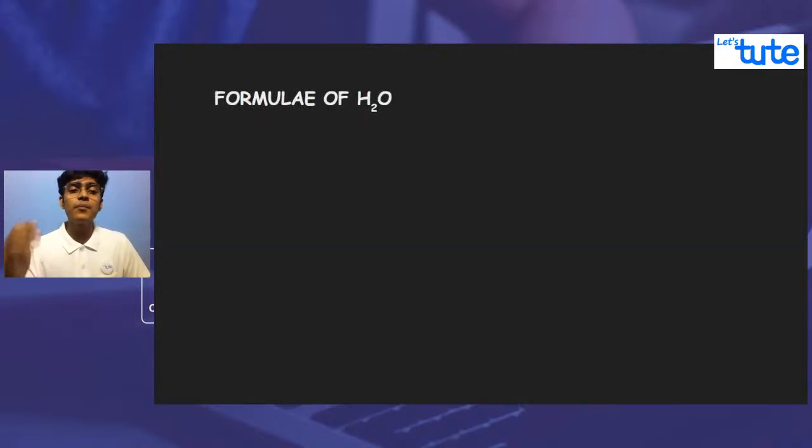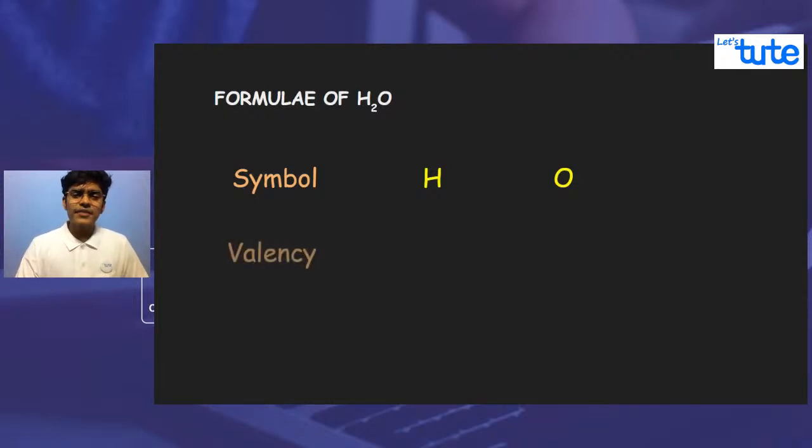Now let us look at some more examples, starting with H2O. In water, we know that hydrogen and oxygen are used. But how will we know that we are supposed to use two hydrogen atoms and one oxygen atom? For that also, we will simply write the symbols of the elements. Hydrogen has the symbol H and oxygen has the symbol O. Now let us quickly write their valency. As we know, the valency of hydrogen is 1. What is the valency of oxygen? The valency of oxygen is 2.